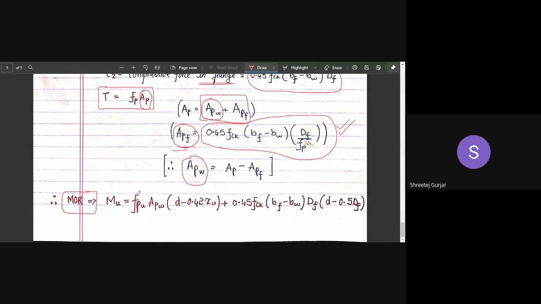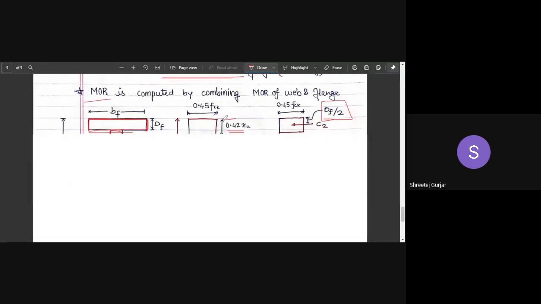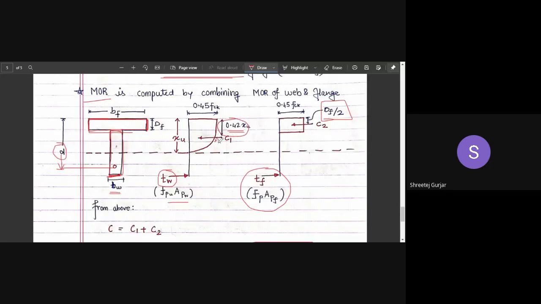So let me tell you, this is for web. This particular moment of resistance is for web, and this particular thing is for flange. Okay, for flange. So all these things you can see they are denoted as W, and here it is denoted as F. Okay, flange and web. So stress into area into this particular distance. Okay, D minus 0.42 XU. Right, D minus 0.42 XU. Here you can see this particular lever arm you have to multiply, Z. Z is what? Total depth minus 0.42 XU.